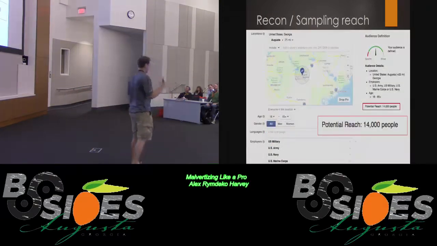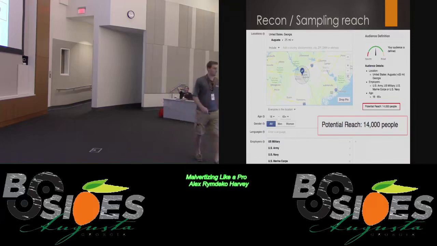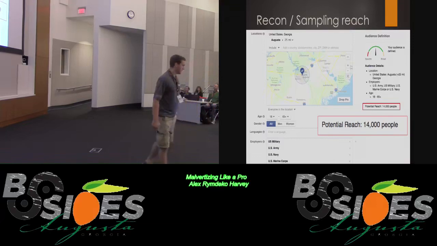So I want to target, let's say, some people in the Fort Gordon area within 25 miles. I want to see how many potential people I could talk to within military, Army, Navy, Marine Corps within this area. They give me 14,000 potential reach. That seems pretty accurate to me.